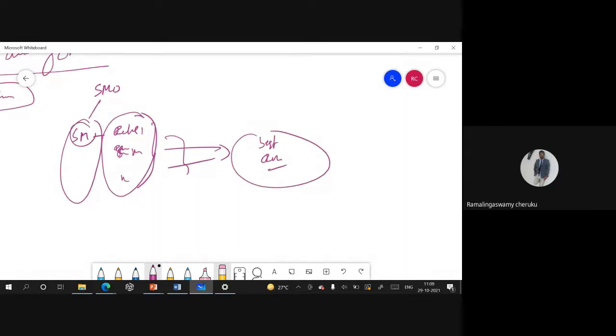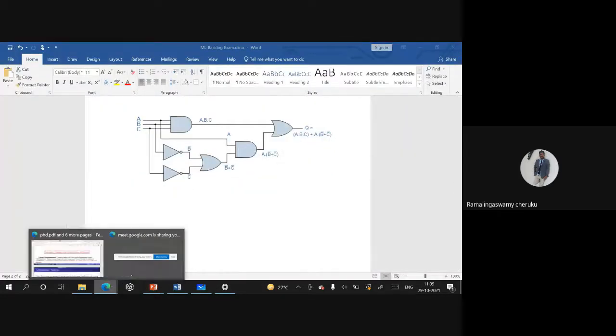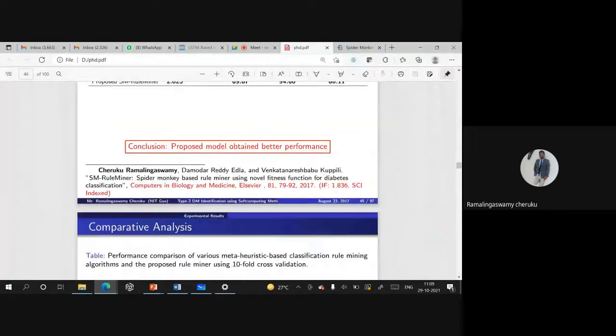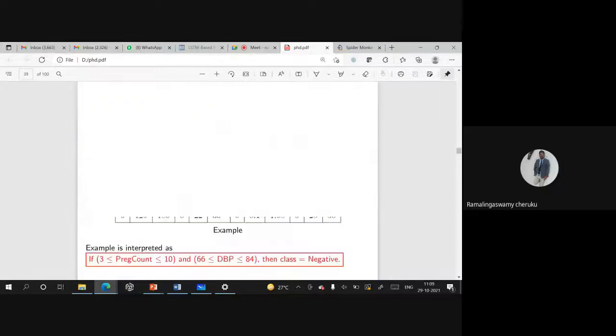Then how can we represent a spider monkey for your problem? So this is called an encoding scheme. Let us see about that. I think I forgot to discuss that, at the very beginning of the slides I mentioned it.